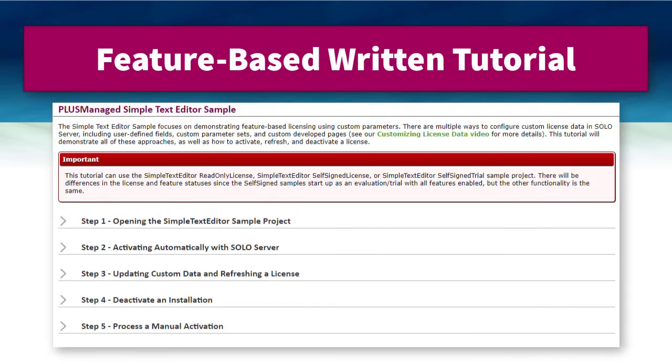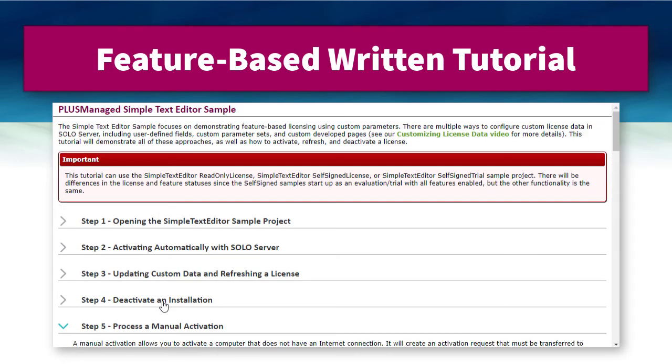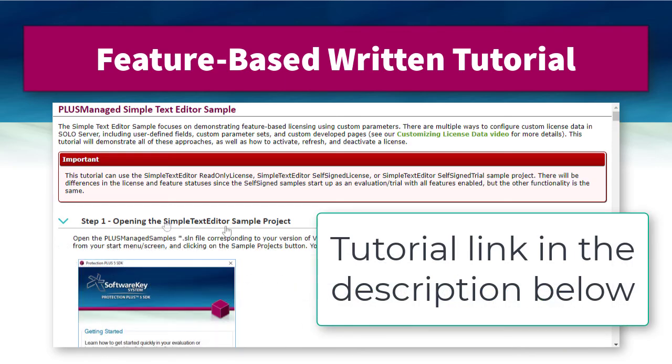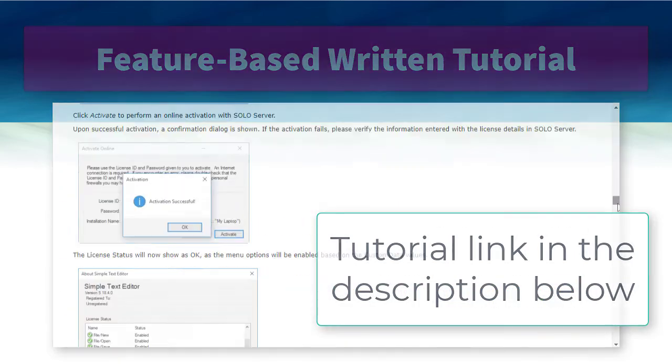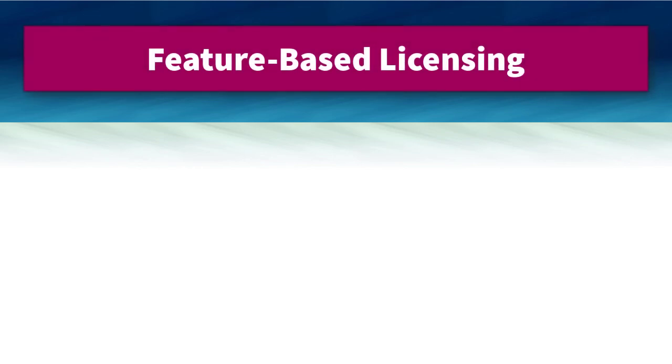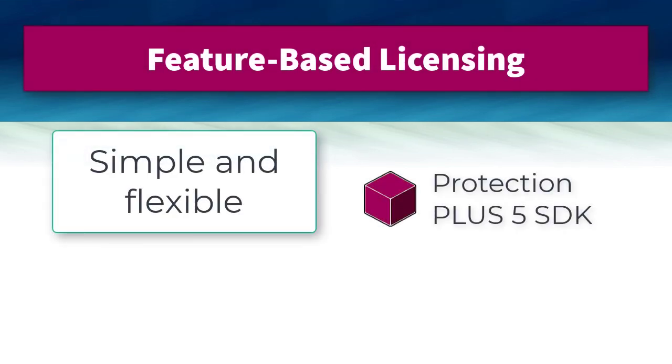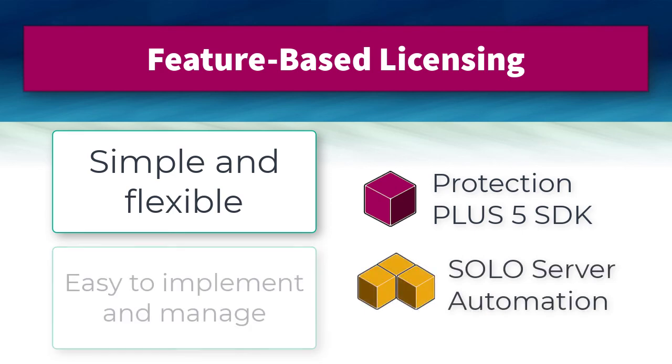For more details and instructions on testing the simple text editor sample project yourself, see our written topic in the Protection Plus 5 SDK manual. As you can see, feature-based licensing is simple and flexible with Protection Plus 5 SDK and Solo Server Automation, and can easily be implemented into your own applications.